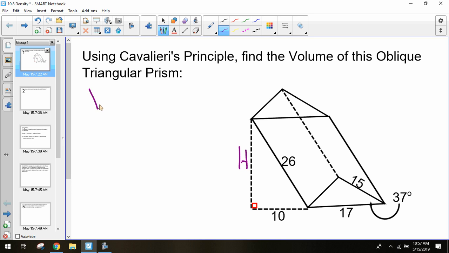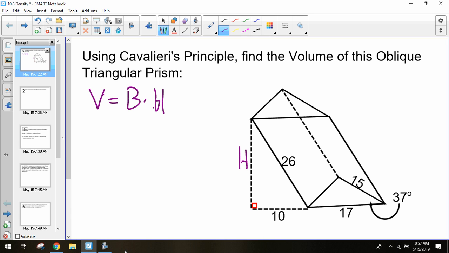So we know the volume of a prism is the area of the base times the height. We don't have that height, so that's something we'll have to solve for at some point. What else do you notice? What are some things that you would try to do to start solving?